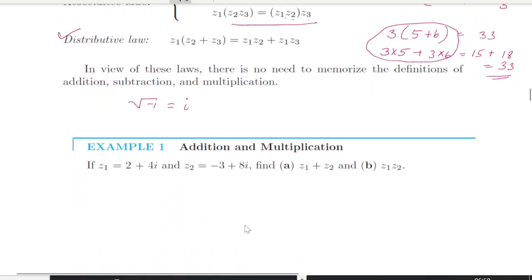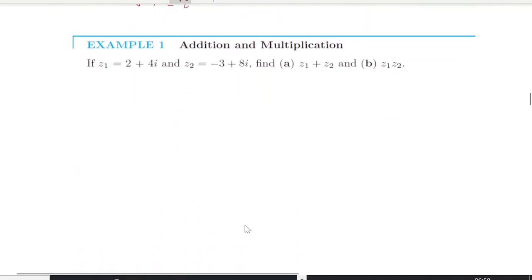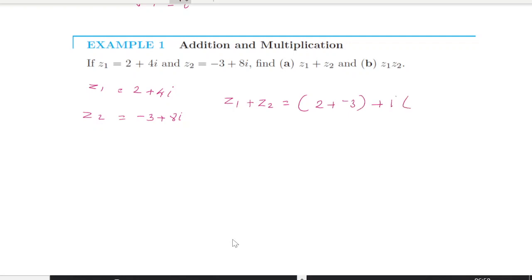We can easily find the product. So here is given one example. z1 equal to 2 plus 4i and z2 equal to minus 3 plus 8i. We want to find z1 plus z2 first of all. So z1 plus z2 means I should add the real parts, 2 plus minus 3, plus i into the sum of imaginary parts, 4 plus 8. So it will result in minus 1 plus 12i.